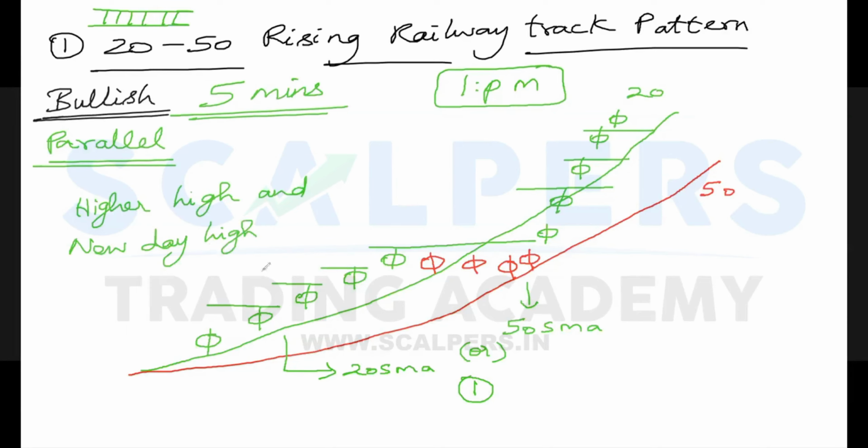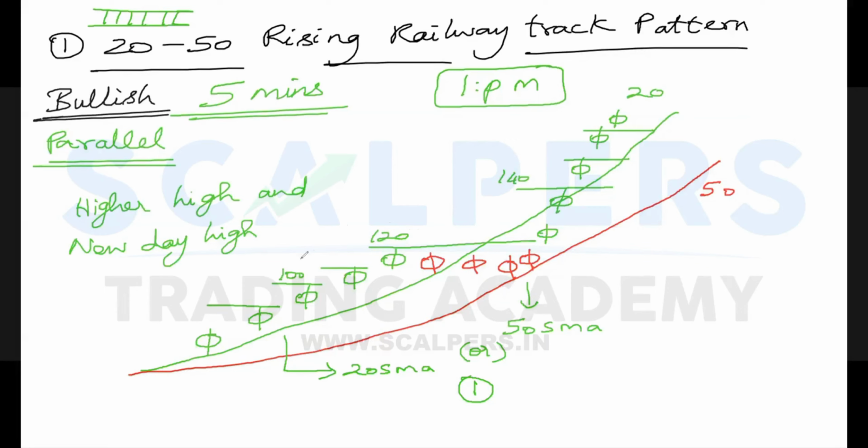For example, at 9:30 the high will be 100 rupees. At 10:30 the high will be 120 rupees. At 11:30 the high will be 140 rupees. Like this, each and every time the candles will be making higher high and new day high.